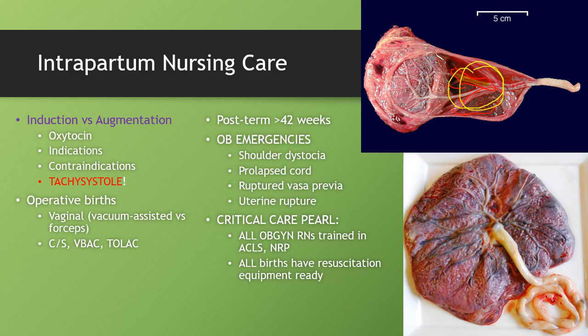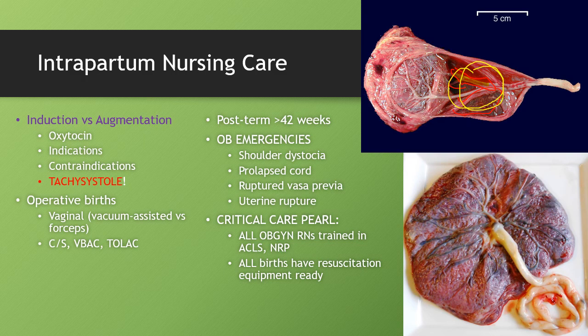Uterine rupture can be a partial or complete tear in the muscle, and the greatest risk for uterine rupture is a prior C-section with a trial of labor after cesarean. So if you have a patient who's doing a TOLAC, you need to monitor them very carefully. Just a good critical care pearl of wisdom.